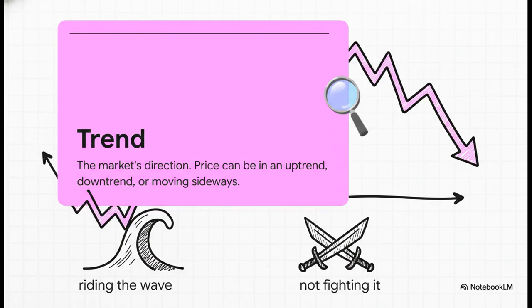Is the market going up, down, or just chopping sideways? This entire framework is designed to find those really high probability setups inside a clear uptrend or downtrend. We're trying to ride the wave, not fight against it.